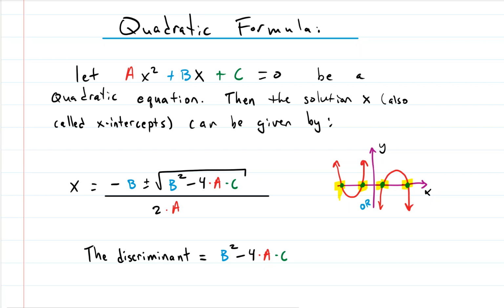Now, the discriminant, this thing right here underneath the radical, that is called the discriminant, b squared minus 4ac.